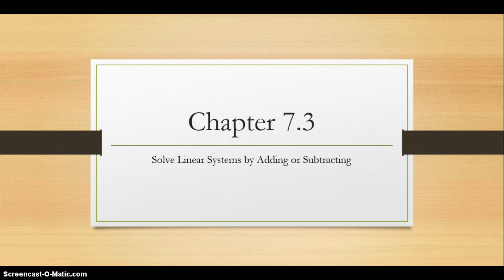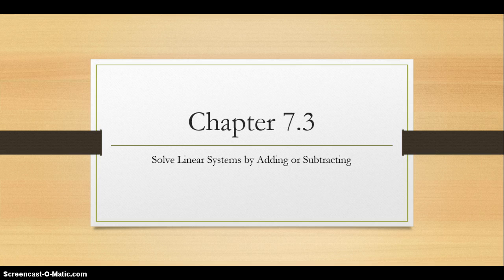After 7.1 with graphing and then 7.2 with substitution, I think solving these algebraically is getting a little easier, in my opinion. So what you'll find out in this one is how to find that point of intersection, if it has one. It's going to be a little bit easier today and even a little bit easier in the next couple days.